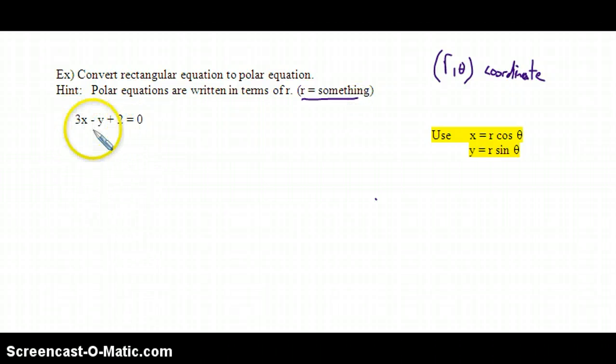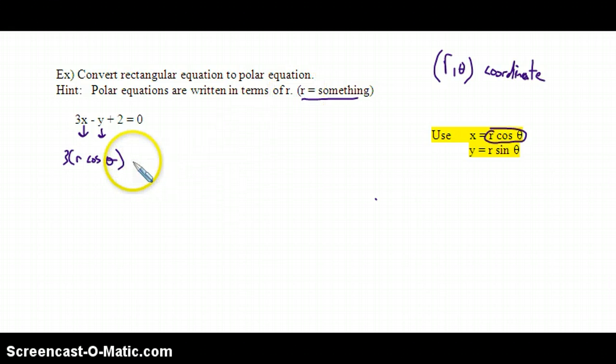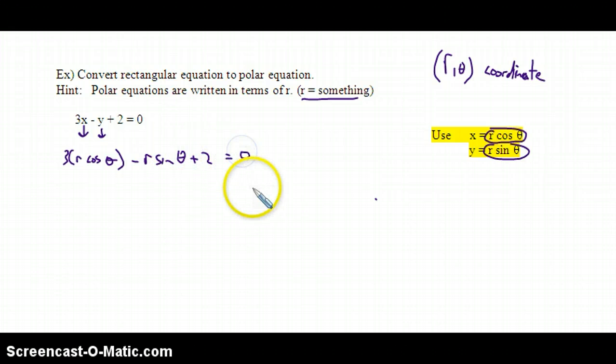So let's make some substitutions. I need to change an x and a y into an r and a theta somehow. Here are the substitutions I'm going to use. I'm going to replace an x with an r cosine of theta, and I'm going to replace a y with an r sine of theta. So we're going to subtract r sine of theta. Finish writing this out, add 2 equals 0.